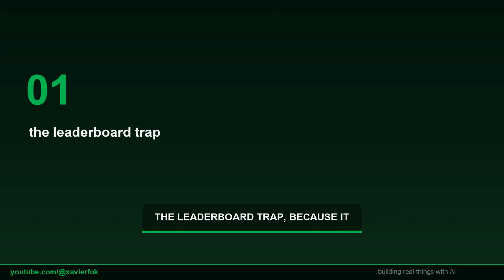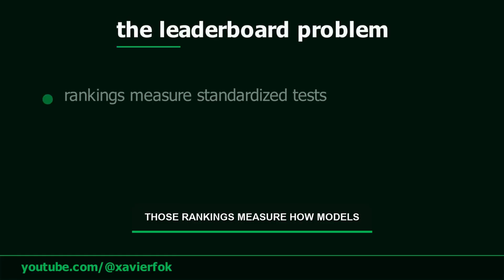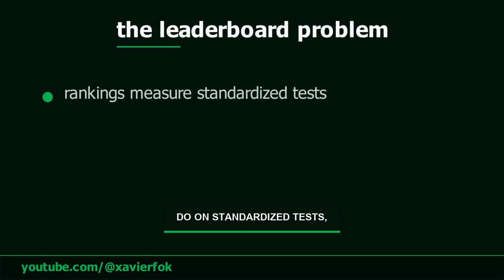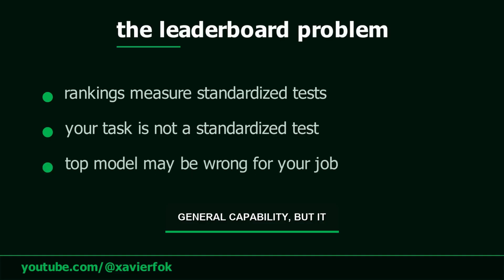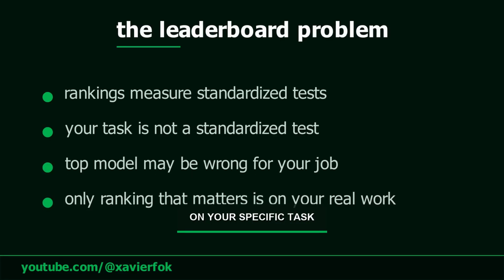Let me start by killing the leaderboard trap because it derails everyone. Those rankings measure how models do on standardized tests, broad academic style benchmarks. That tells you something about general capability, but it tells you almost nothing about how a model will do on your specific task with your specific style of input.